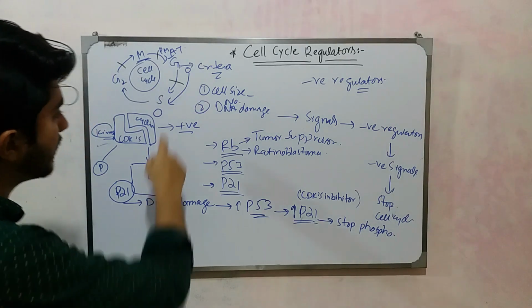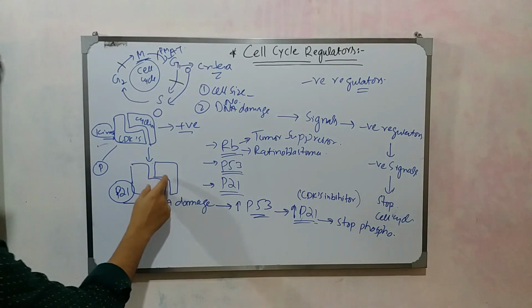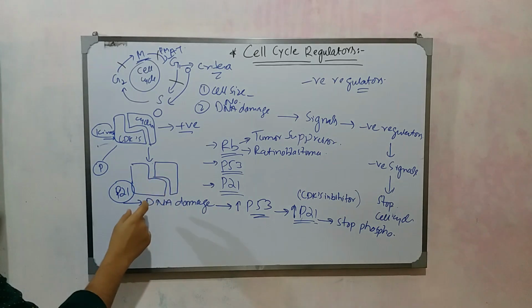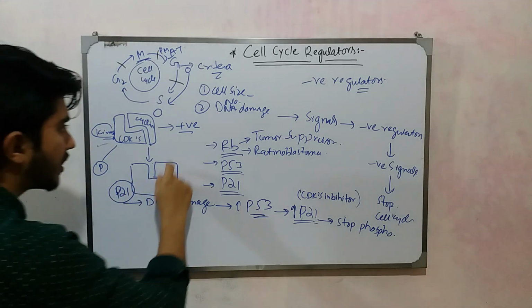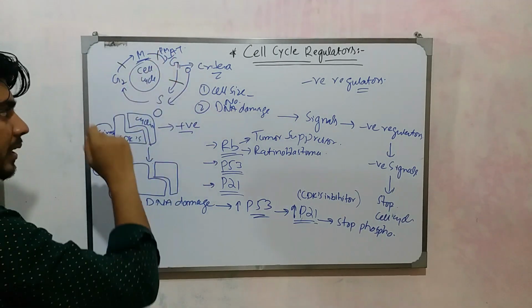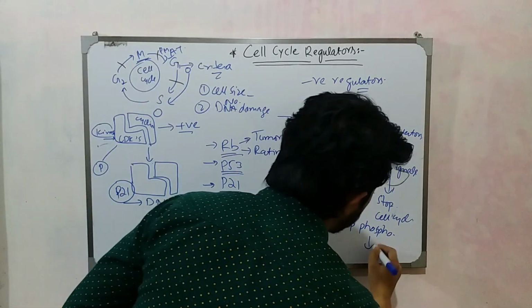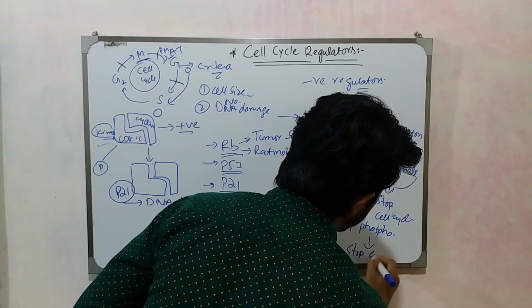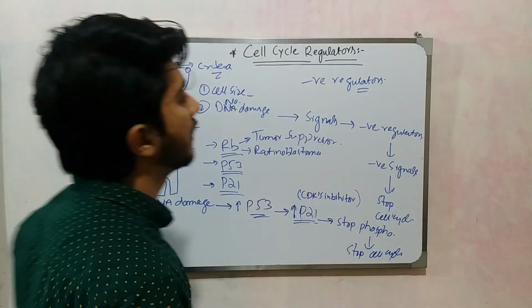It means that when P21 is attached to the cyclin CDK complex, it stops the attachment of the kinases, and the positive signals will not be sent to the cell cycle. If the positive signals are stopped, this will halt the cell cycle. So this is the whole scenario that is happening in the negative regulation of the cell cycle.